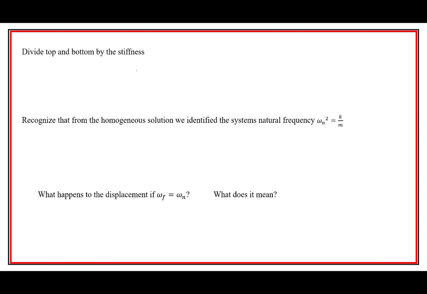So you divide the top and the bottom. So here's our XM equals PO over K, and then we have K over K minus M over K omega F squared. You can quickly see that M over K is omega n squared upside down, because omega n is the square root of K over M. K over M is omega n squared, so M over K is 1 over omega n squared. So we can rewrite that out.